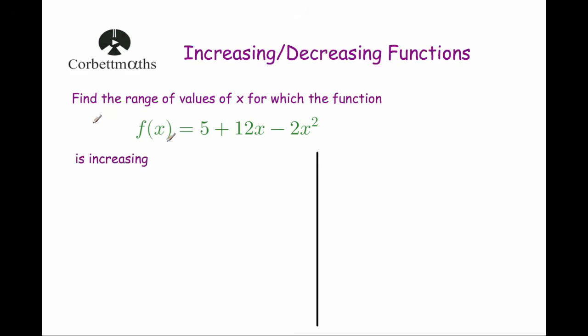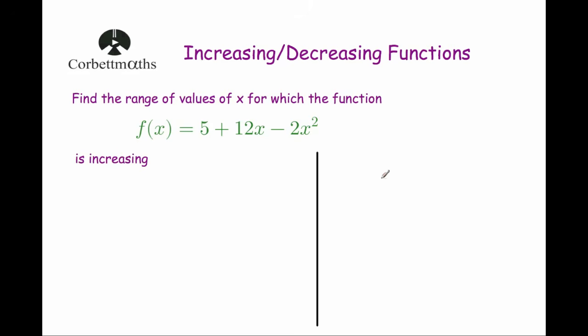Okay, so our first example says find the range of values of x for which the function f of x equals 5 plus 12x minus 2x squared is increasing. We're going to solve this question using two different approaches. The first approach is considering what the function looks like and then working out the values of x for when the function is increasing, so looking at the graph and working that out.